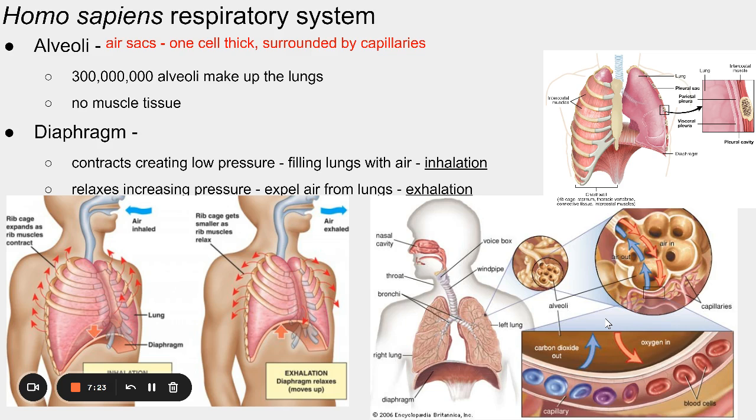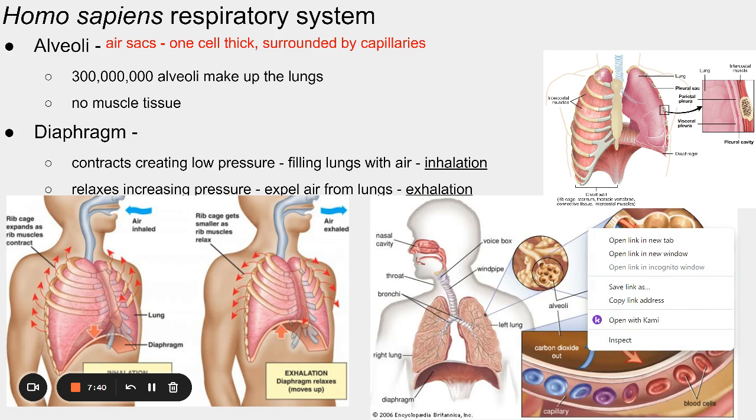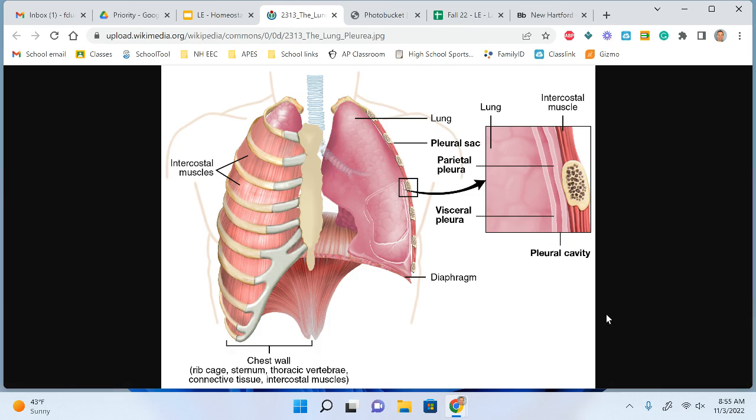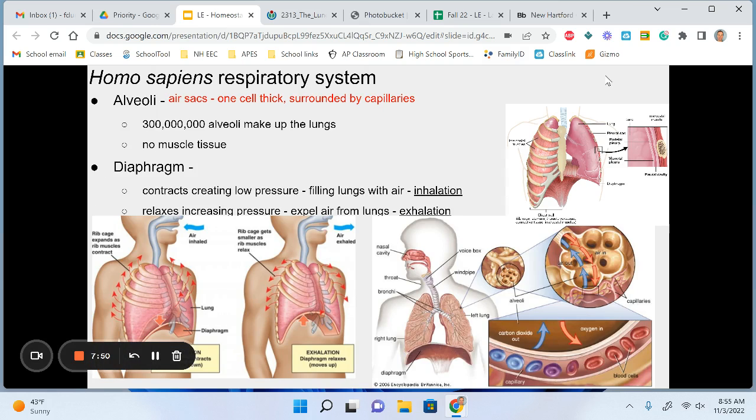This is an important diagram here. We could see what I was just describing. The air comes in. This is a cross section looking into those air sacs. Air comes in, and here are the capillaries surrounding them. Oxygen diffuses into our blood. Carbon dioxide diffuses out of our blood. And that's how we have that gas exchange, allowing us to get the oxygen we need and get rid of the carbon dioxide.